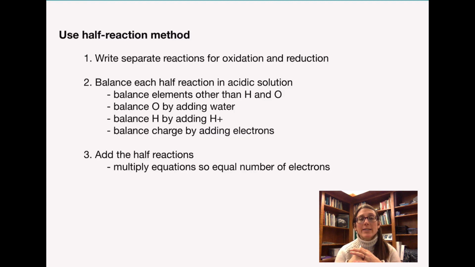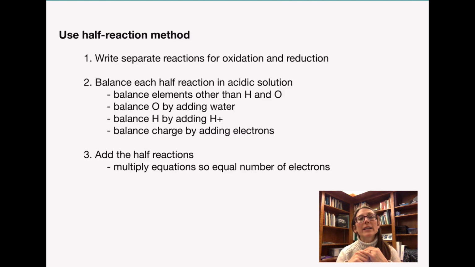You'll start by balancing elements other than hydrogen and oxygen. Then you'll balance the oxygen by adding water to the opposite side of the equation. Once you've balanced your oxygen, you'll balance the hydrogens present by adding H+ ions. Again, we're in acidic solution, so there are H+ ions all over the place. Remember, those are really hydronium, but for purposes here, we can just talk about a hydrogen ion because that's the part that will be transferred and get involved in the chemical reaction.